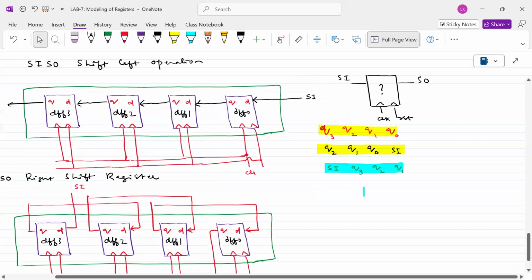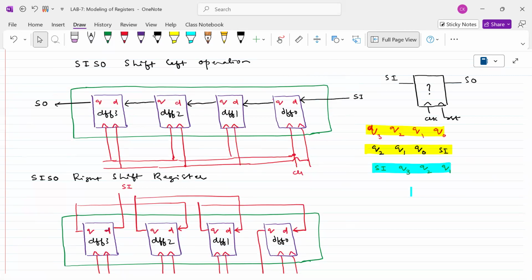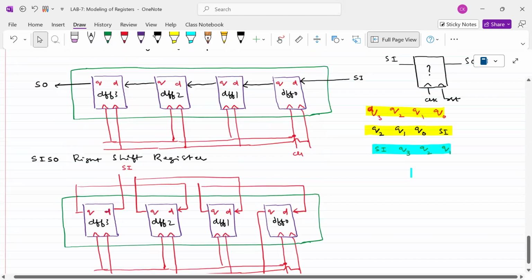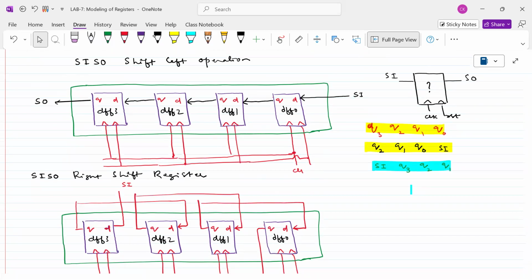Now another question is, how do we do the shift right and shift left at the same time? That means a bidirectional shift register. That means the same shift register is used one time as a right shift operator, one time as a left shift operator. Okay, what can we do? You take a shift register. Then we have to perform this one.